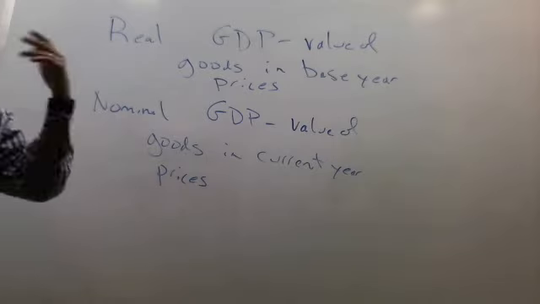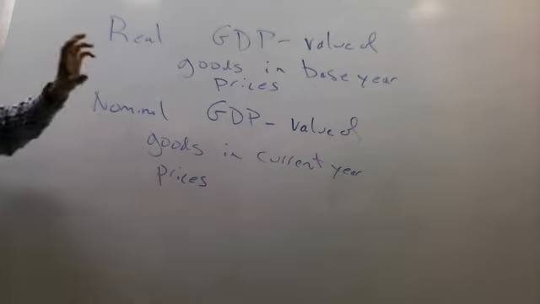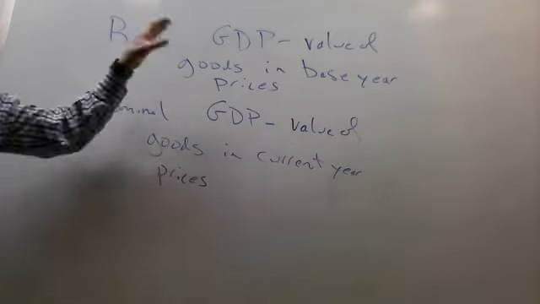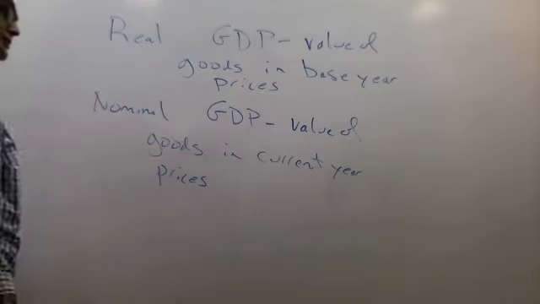Now, how you actually do it is that they actually have an estimate. They have price data every year, and they have quantity data, and they basically use the old price data to calculate real GDP.